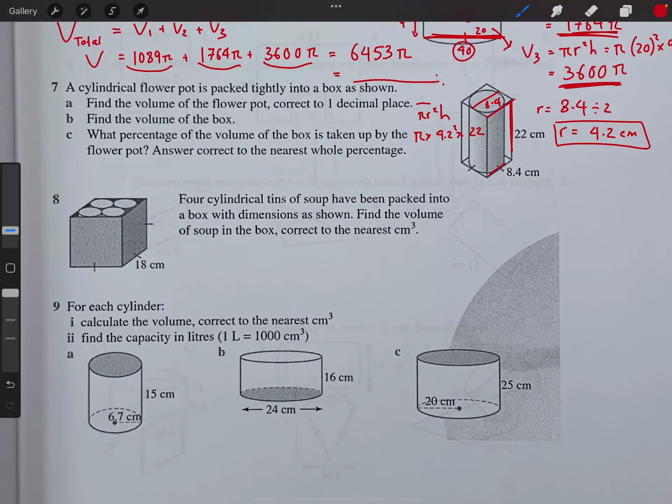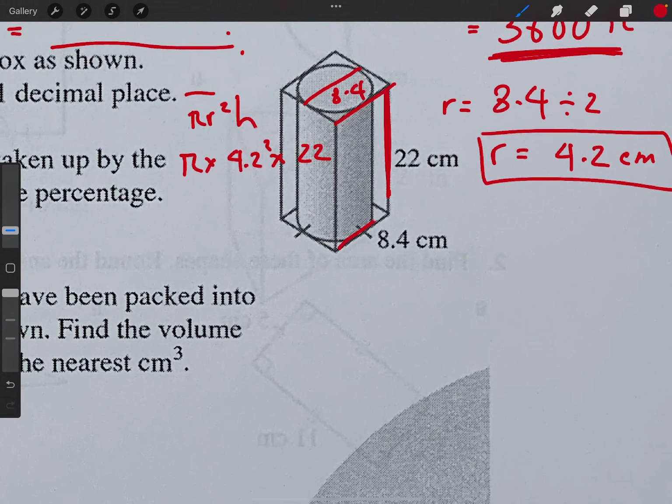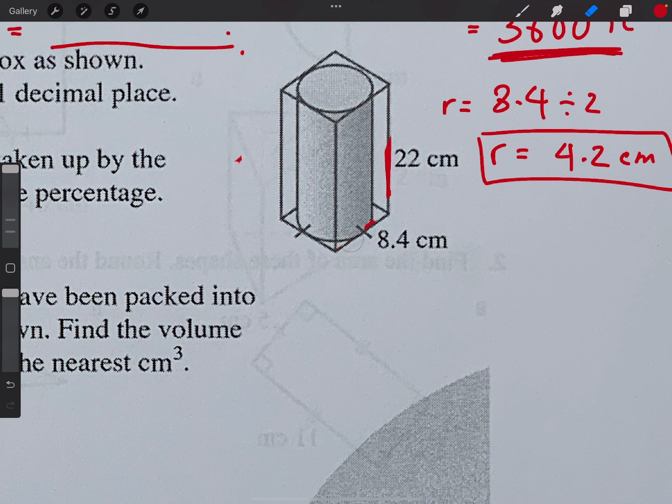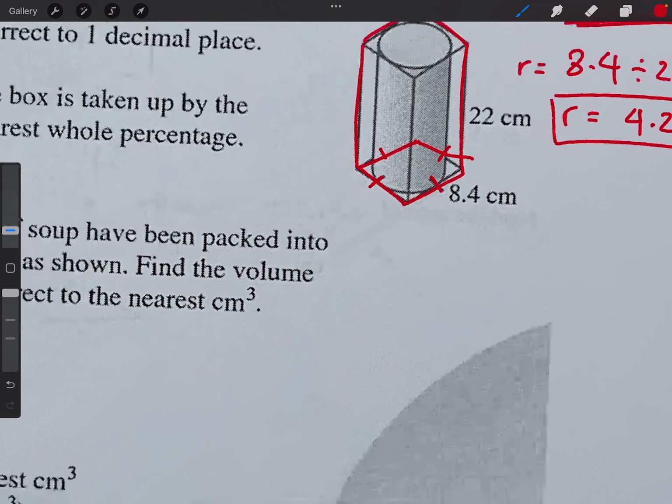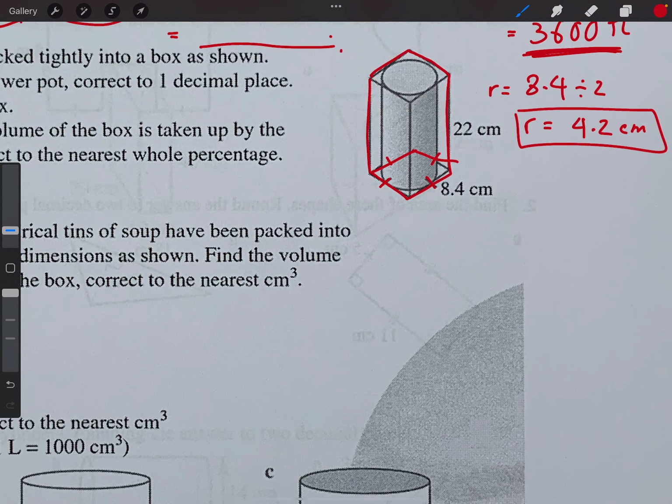Question B says, find the volume of the box. The volume of the box is easy actually, because the box is just a square prism. I'm going to write this out, I'll show you. The box is just this thing here. It's a square prism, and the base is a square. So to find the volume of this square prism, just find the area of the square and multiply by the height. Done.